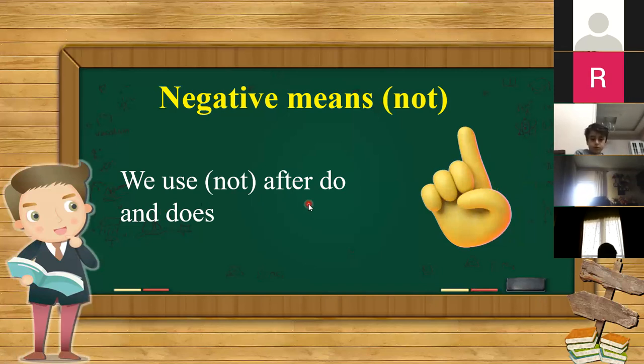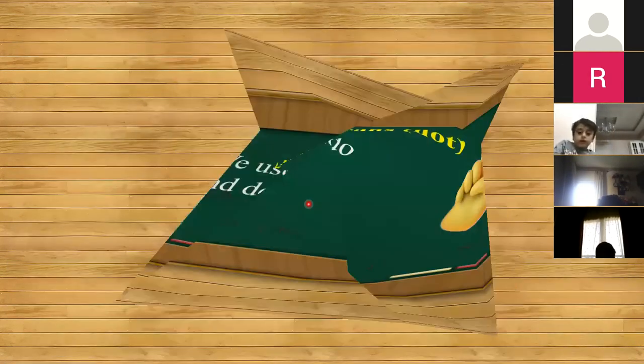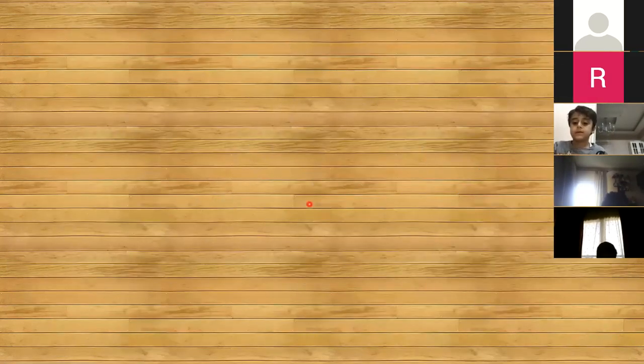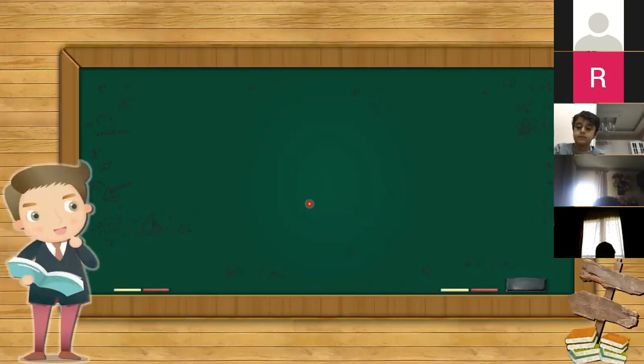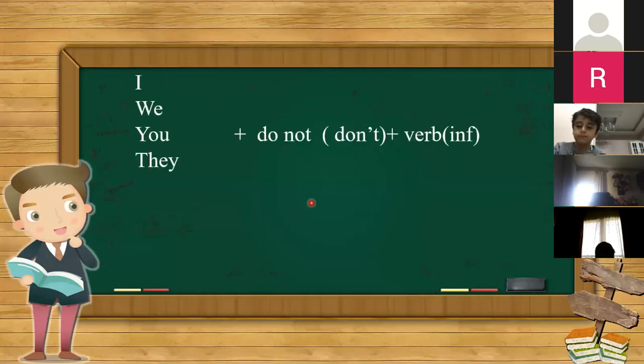Yes, excellent, Laura. So negative means again, all of you, not. In the present simple, do you remember that we divided the present simple into two groups? We have group number 1 and group number 2. Let's remember together. Group number 1: I, we, you, and they. Excellent, Yahya. I, we, excellent, Noor, you, and they.